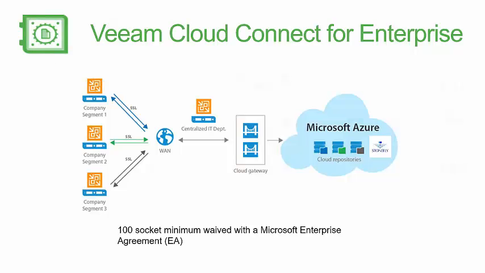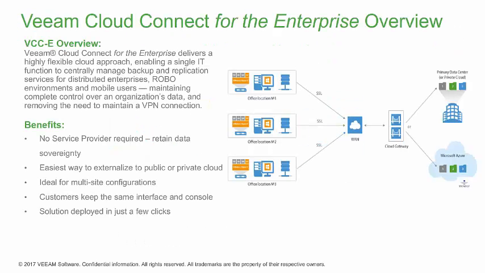But the Veeam Cloud Connect for the enterprise is a flexible cloud approach that enables you to centrally manage backup and replication service for distributed enterprises, for ROBO environments, and for mobile users. And you don't need to maintain a VPN connection. The cloud gateway is a single port SSL solution that makes it simple. So we're not reinventing the wheel here, but we're making it much more simple and much easier and much cheaper for you to be able to connect to the cloud securely.